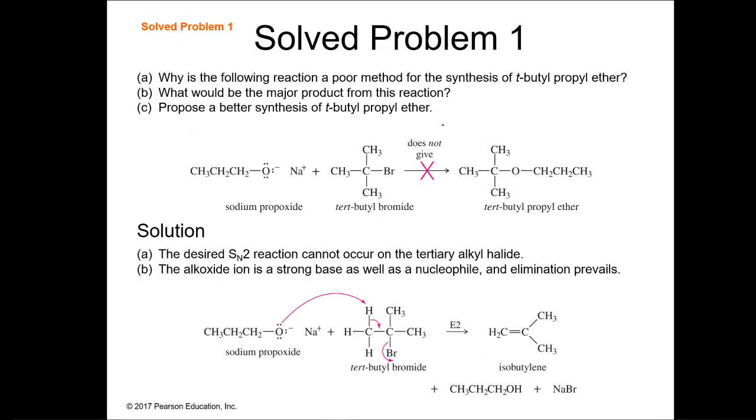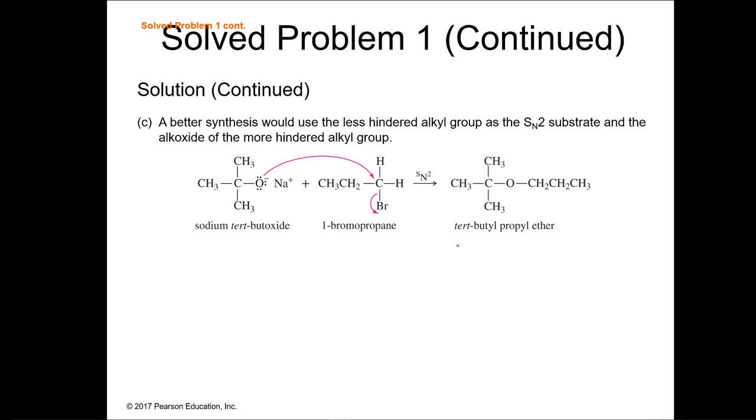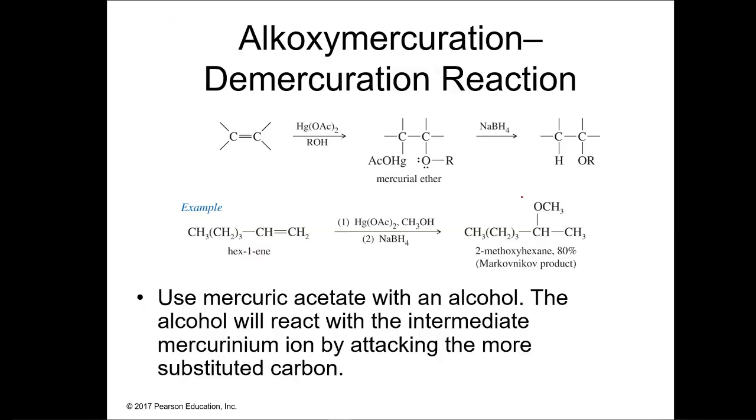Okay, so if I want to make a tert-butyl propyl ether, why should I not use Williamson ether synthesis? Well, because this is a tertiary halide. What you're going to remember, you don't get SN2 on tertiary halides, you get eliminations. So you cannot do a Williamson ether synthesis on a tertiary alkyl halide. Okay? So instead you use the sodium tert-butoxide as the nucleophile and have it attack a primary alkyl halide, and that's how you get that synthesis.